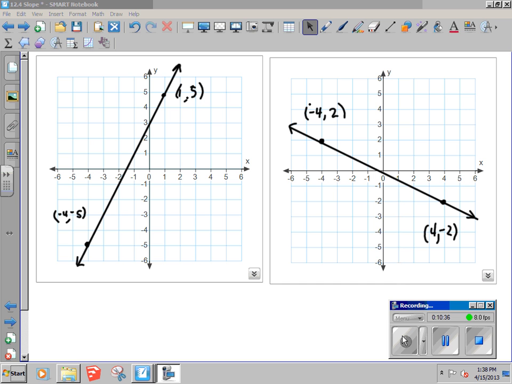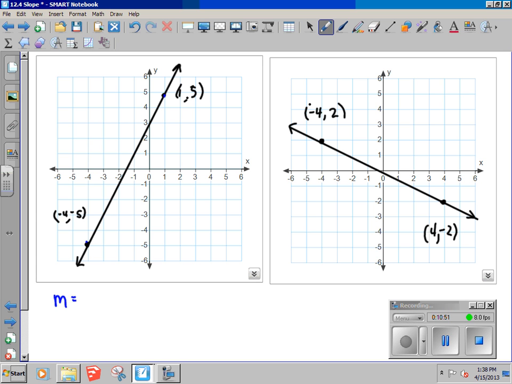Okay, we're going to look at this graph first, and we are going to use points on the line. And here I've given you 2 clear points that you can use. You can use any 2 points, but these ones are real nice. They cut at integer ordered pairs. Slope, m, is the change in y over the change in x. So we start at a point on the line, and we look at how much it changes in the y direction to get to the other point.